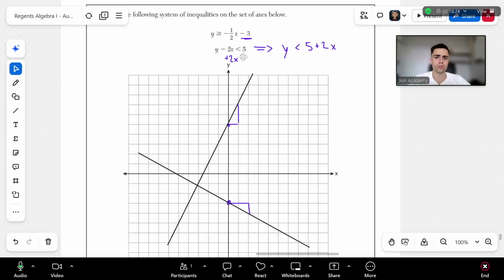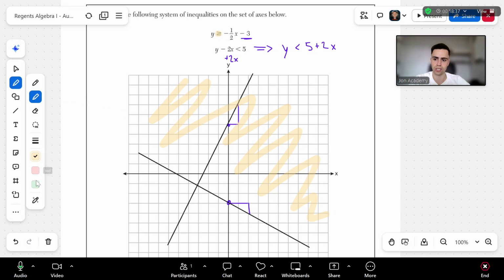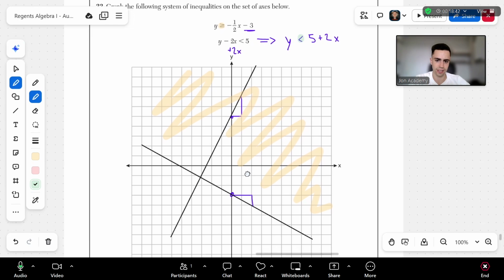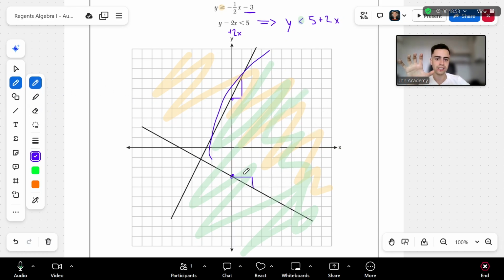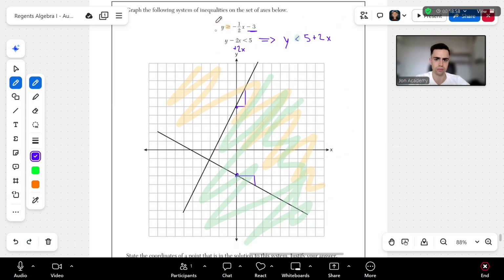Good. And now we have to interpret the inequalities. So in the first one, y is greater than this. That means all of this here over that line. And for the second one, y is smaller than the line we drew. Therefore, it's going to be all of this, the part below. And we see that the area fully colored is this. This is the region, out of the 4, that takes part.